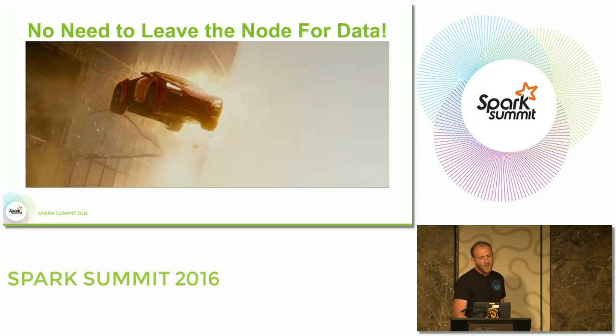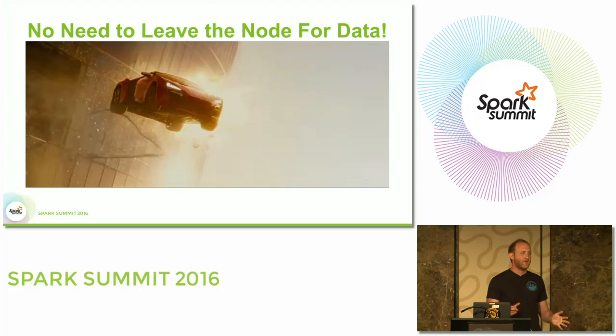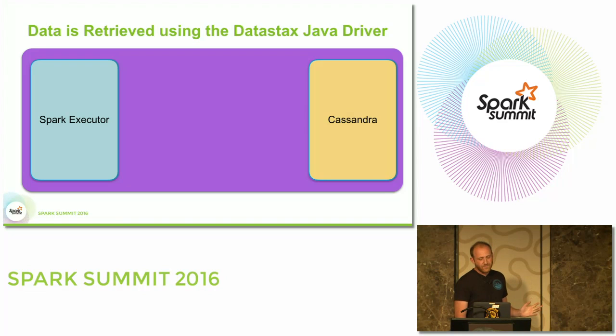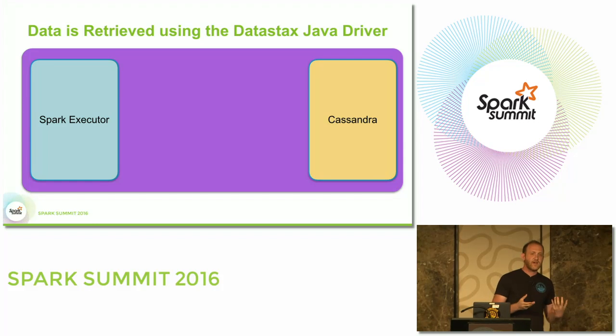And because of that, we don't ever have to leave the node for data. We're always going to be node local when reading. Now, to actually read that data, we're going to use the Datastax Java driver. It's the same Java driver connection that you might be familiar with if you've worked with Cassandra before, and it is being used by the Spark Cassandra connector under the hood.